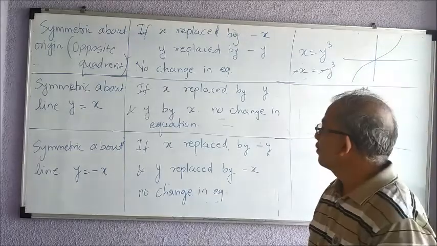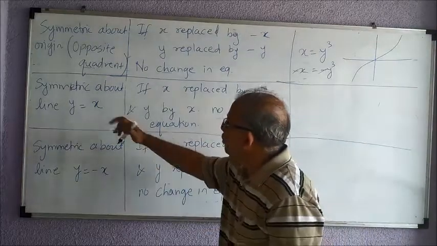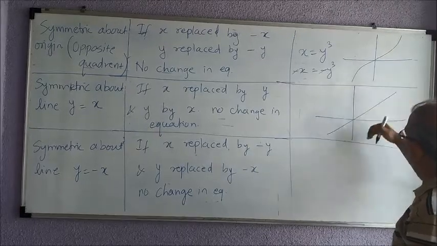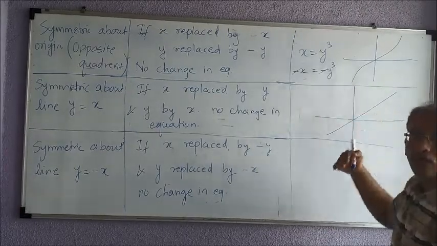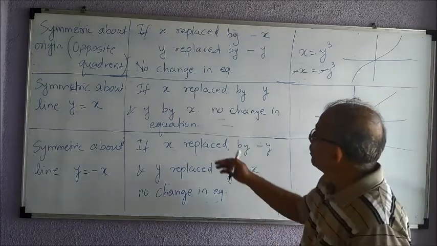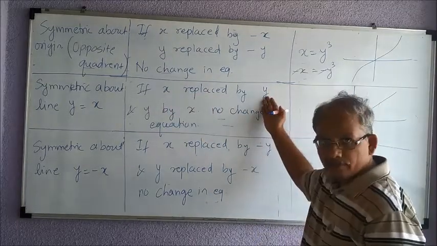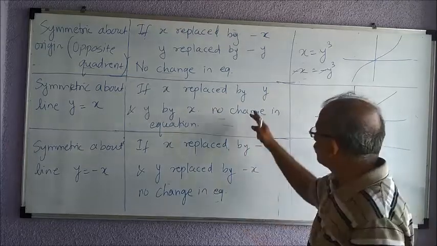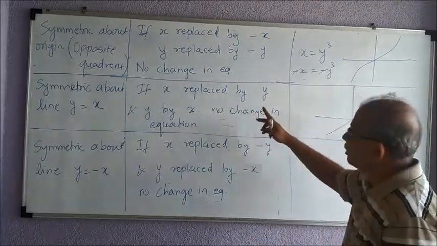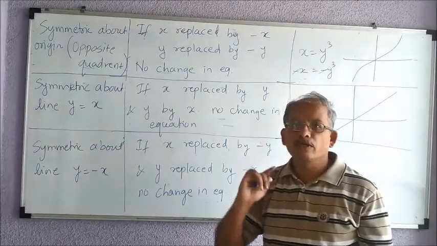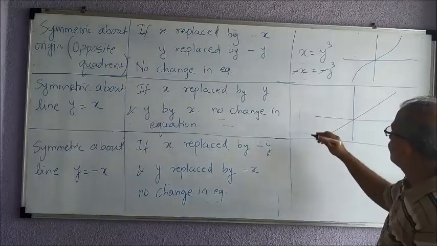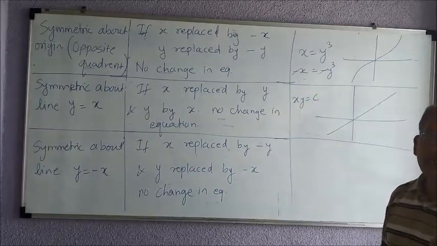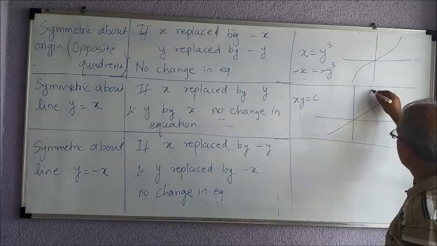Symmetric about the y equal to x line. That means, see, this is the y equal to x line. So is the curve symmetric about this line? How do you determine that? If you replace x by y and y by x in the given equation and there is no change in the equation, certainly the curve is symmetric about the y equal to x line. One equation is xy equal to c. It's a rectangular hyperbola, so it is like this.